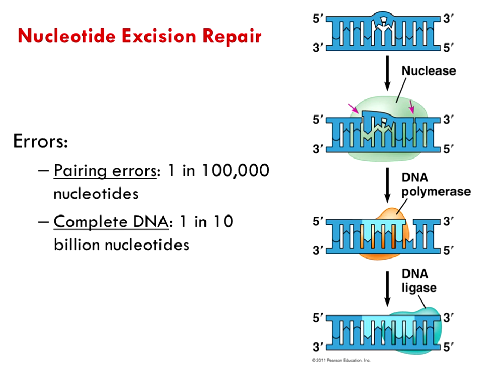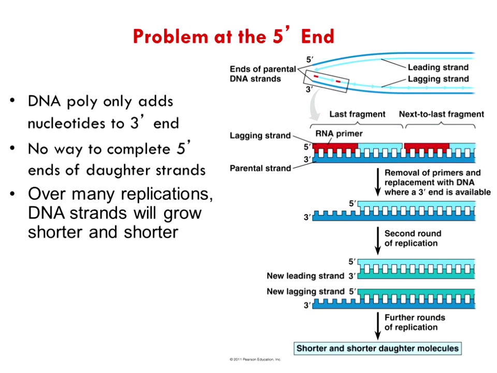And this is an example of a nucleotide excision repair. So we've got a problem here. So that part's going to get cut out, and the DNA polymerase is going to redo it, and the ligase, you can see right here, is coming in to seal it back up. So pairing errors happen 1 in 100,000 nucleotides. Complete DNA error would happen 1 in 10 billion. So pretty rare, but they do happen.